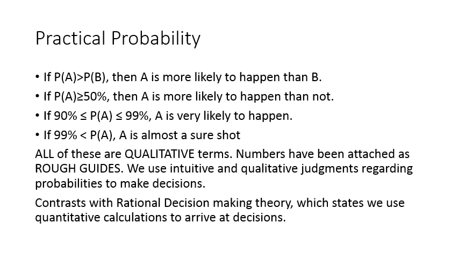The practical implication of probability in the real world is that if there are two events, and one of them has more probability, then it is more likely to happen. That is how we will think of a probability model. If the probability of some event is bigger than 50%, then it is more likely to happen than not. If the probability is between 90% and 99%, then we can say it is very likely to happen. And if it's even bigger than 99%, then we can say it's almost a sure shot.